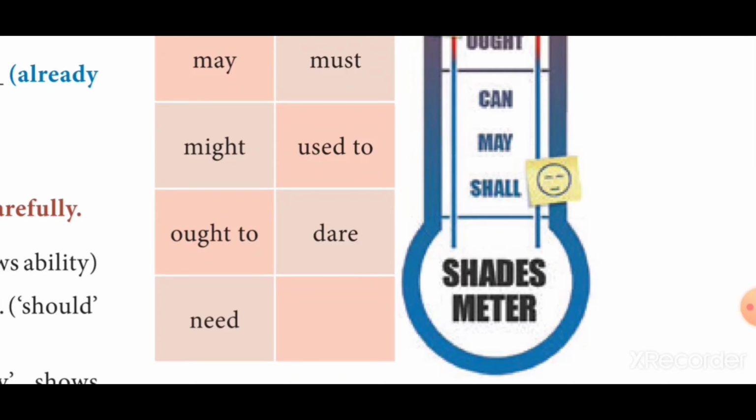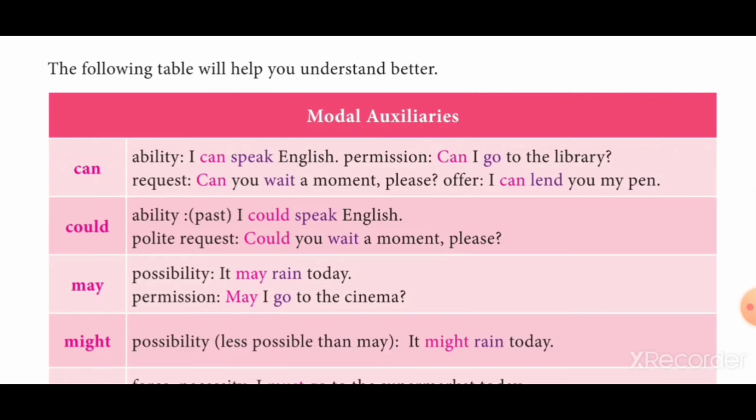Let's see them. Here, see the instruction: the following table will help you understand better. And the title is Modal Auxiliaries. We see the word can first. It's used to express ability, to offer something, to ask for permission or to make a request. To express ability, the sentence given is, I can speak English.